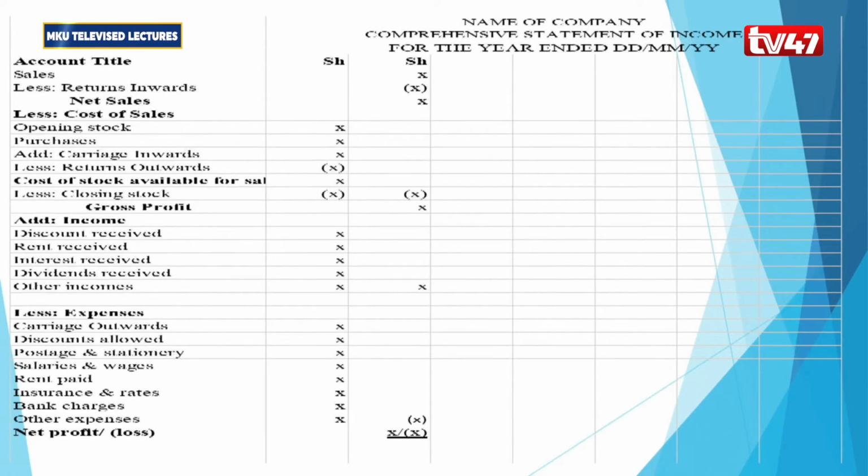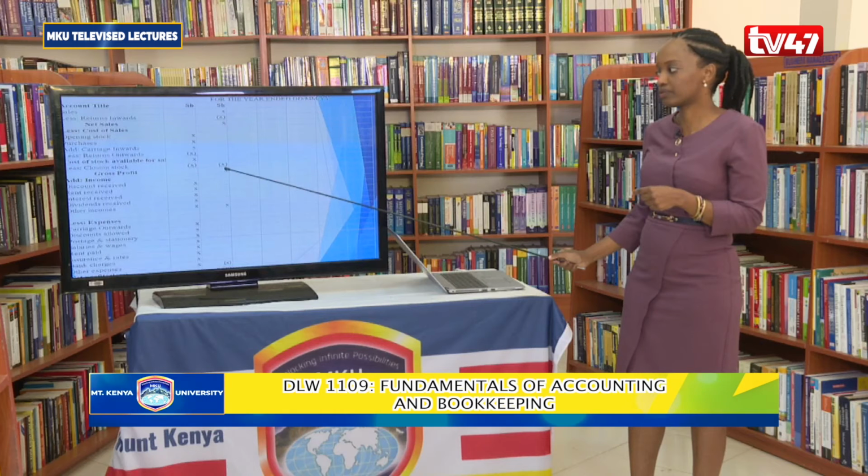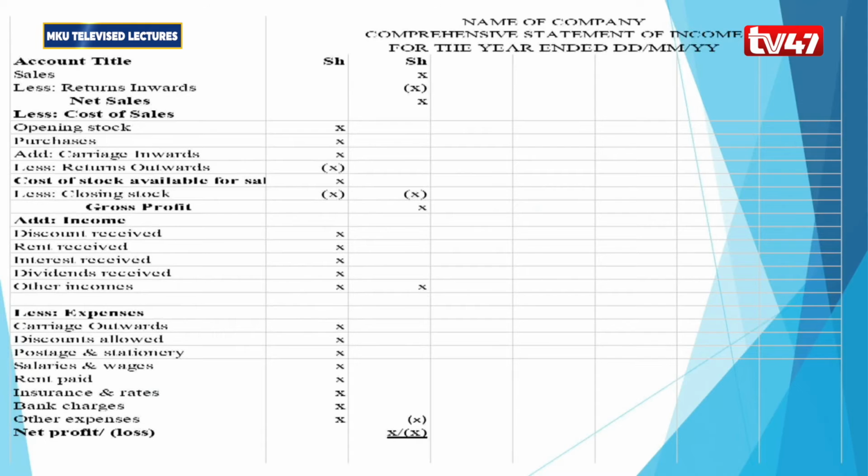So that being part of the trading account, we move on to the second part. Remember we said that it's a two-in-one statement. The second part has the profit and loss account. So the gross profit that we reported here is absorbed as part of income in the business.